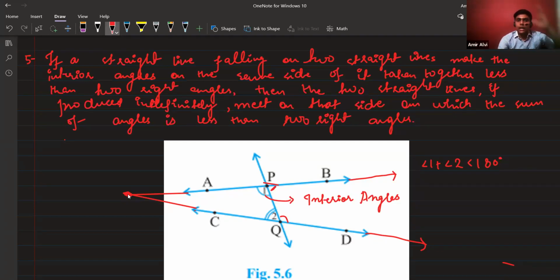So have you got this? If two lines are there and one line intersects them, the lines will meet on the side whose interior angles have a sum less than 180. They will meet on that same side. Is this clear? Yes. Sure.